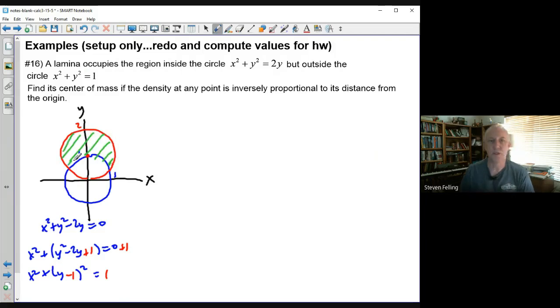Yeah. All right, and the density is proportional to distance from origin, which is going to be some constant times r. All right, so center of mass, we're going to have mass first. Let's do that. So obviously we're going to do polar. I think we should go from radius to radius here.